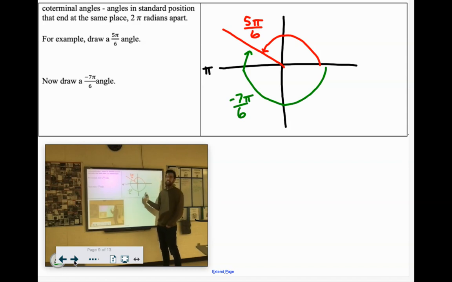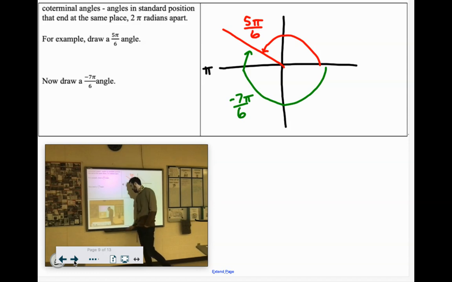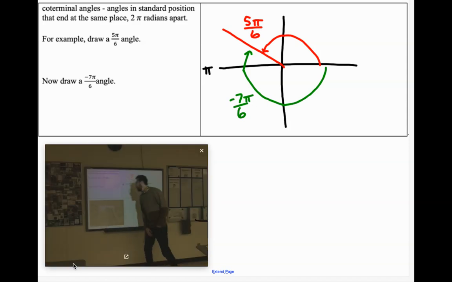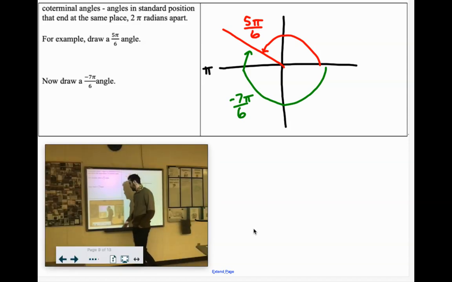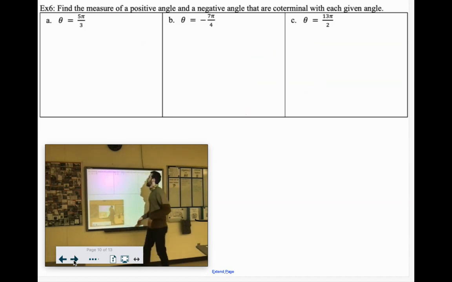Now, these are the exact same angle. They are coterminal angles. You can always convert these into degrees, and you'll find that they're the same thing. 5/6 of 180 is 150. 7/6 would be negative 210. So they come out to the exact same angle.